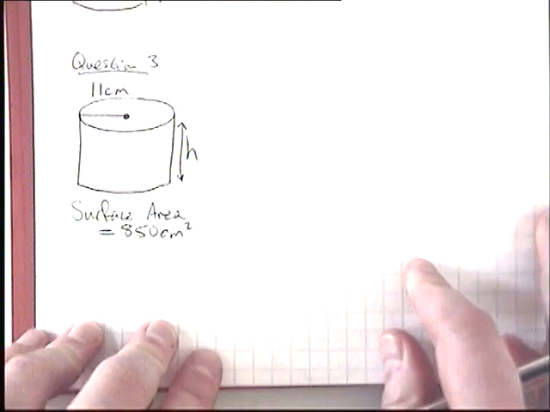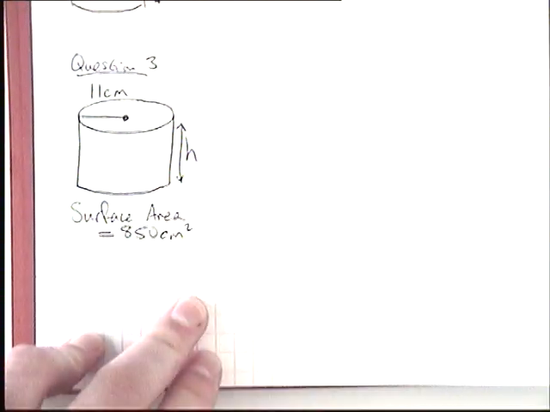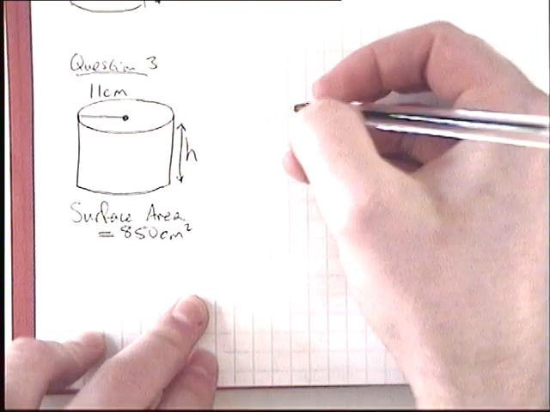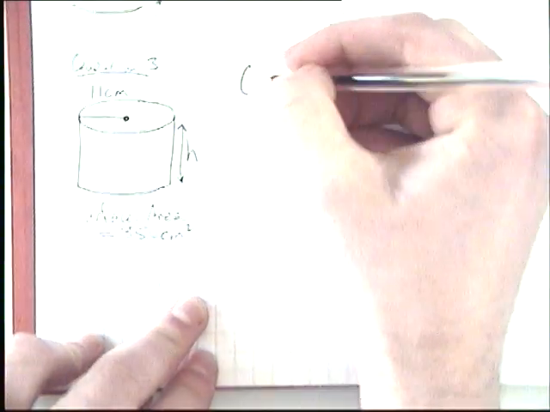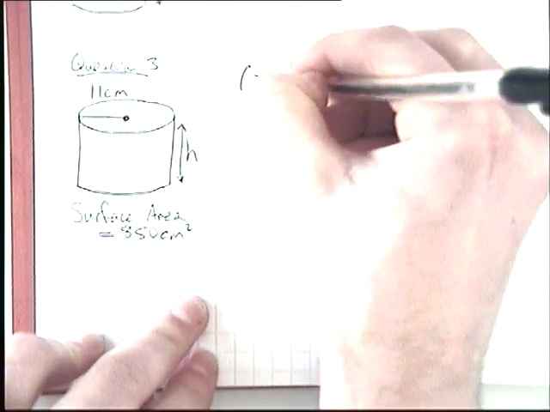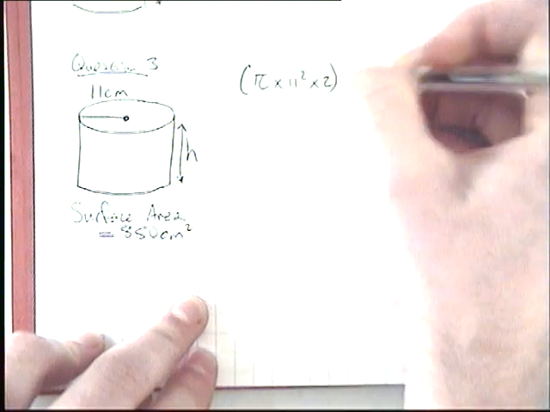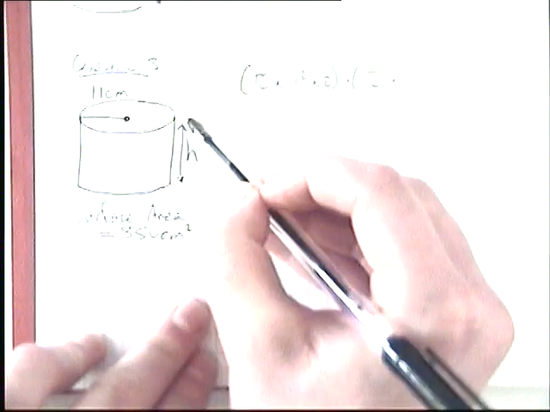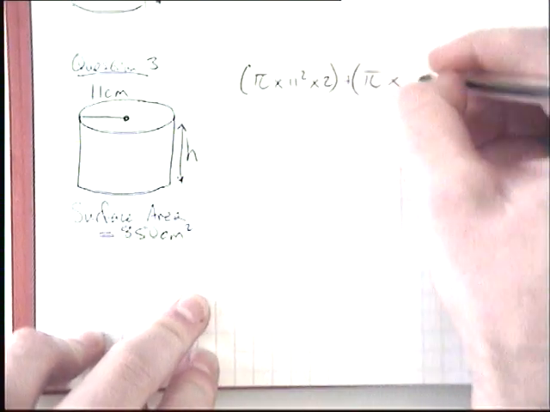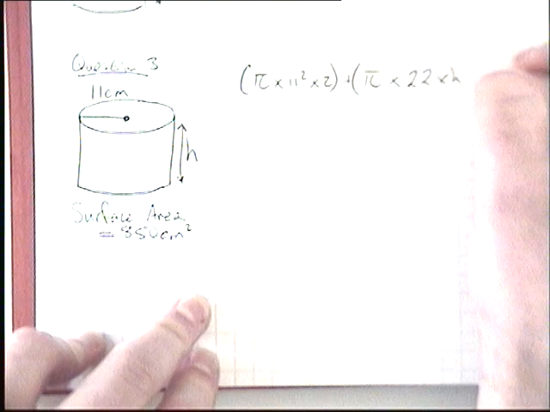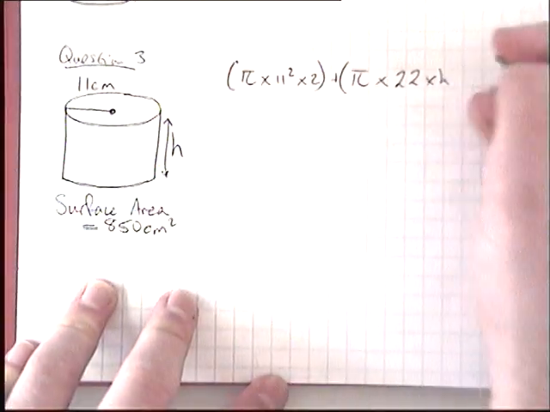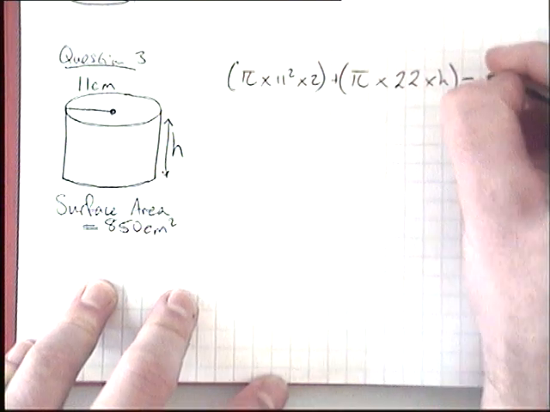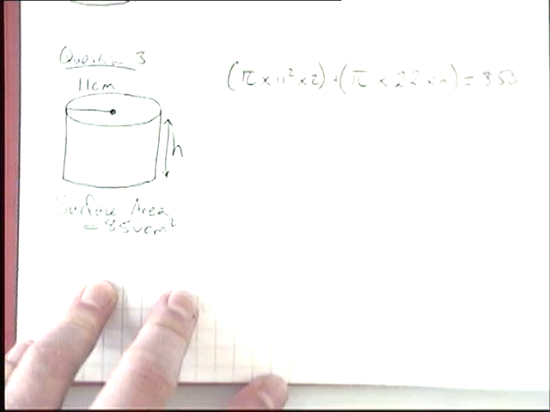Question 3, so we've got to try and find the height. So we're going to substitute in all of the information that we know, set up our equation, and then rearrange to find h. So we've got pi times 11 squared times 2 plus pi times the diameter, which of course is double the radius, so it's pi times 22, and then times by the length of our cylinder, which in this question is known as the height, and we're told that's all equal to 850.